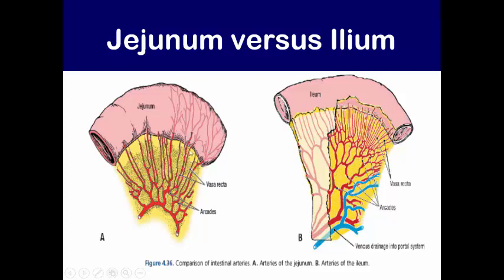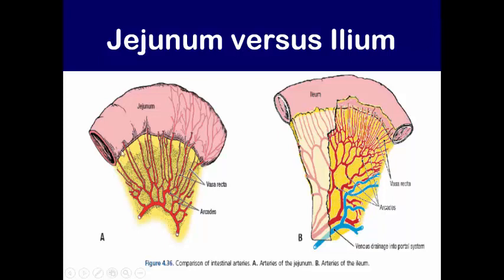This picture we can clearly see. This is a picture of the jejunum and this is a picture of the ileum. You can see here the vascular arcades of the jejunum. It has 1 to 2 vascular arcades and long vasa recta, while in the ileum there are about 4 to 5 vascular arcades and short and numerous vasa recta.